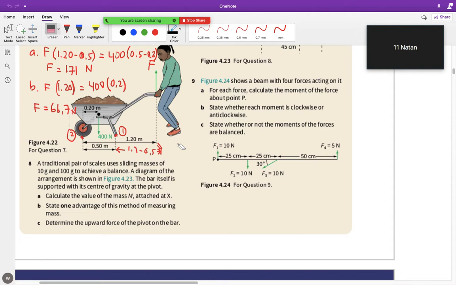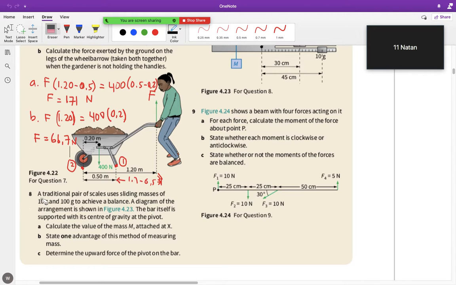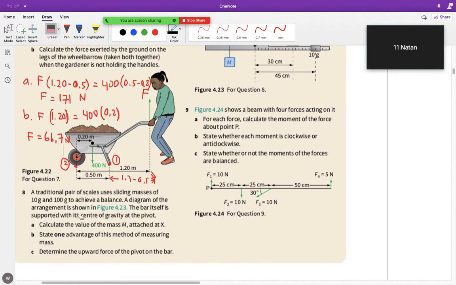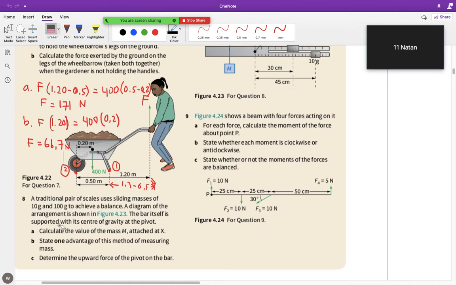Number 8 is about torque also. A traditional pair of scales use sliding masses of 10 gram and 100 gram to achieve a balance. A diagram of the arrangement is Figure 4.23, this one. The bar itself is supported with its center of gravity at the pivot. The first one is to calculate the value of M attached at X.